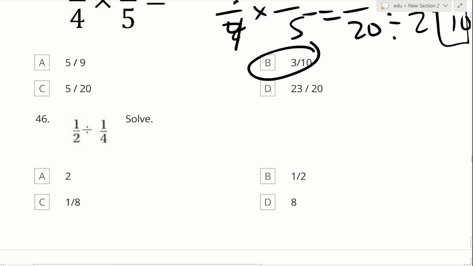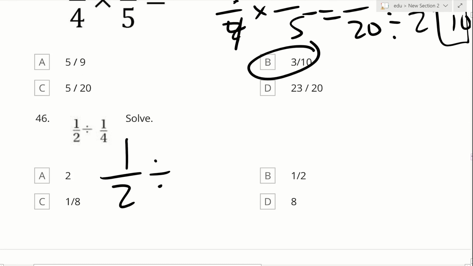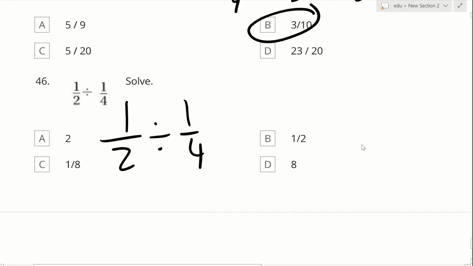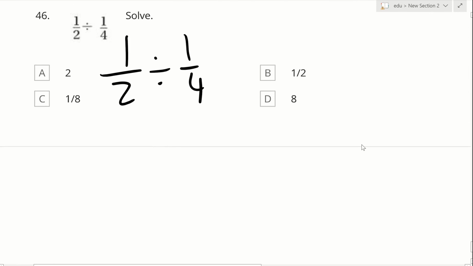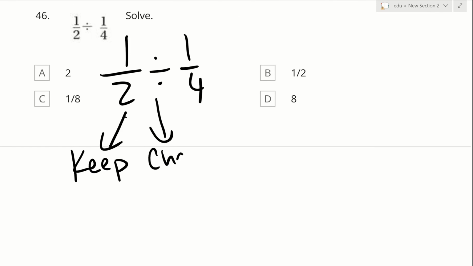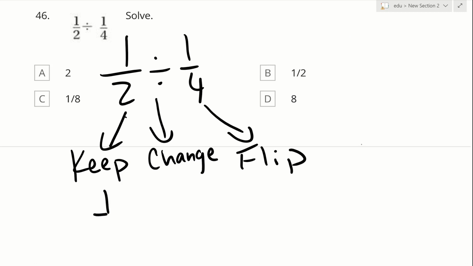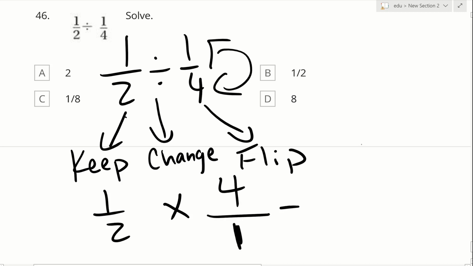Last one, I cannot divide a fraction by a fraction. What I have to do is I have to memorize this rule. So anytime you want to divide a fraction, you have to change it to multiplication. How do I do that? The rule is called keep, change, and flip. So I keep this first fraction the same, I change the division to multiplication, and I flip the fraction, or I multiply by the reciprocal. So 1 times 4 is 4, 2 times 1 is 2, 4 divided by 2 is 2.